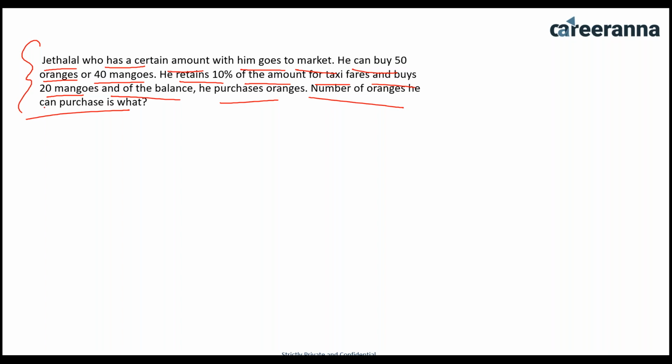Okay. A lot of you are getting 20 as an answer. Let us do it. Okay, so as per the question, 50 oranges or 40 mangoes. 23, very good. Harsh, how did you get 23? The answer for this question is 20. I don't know how you get 23?